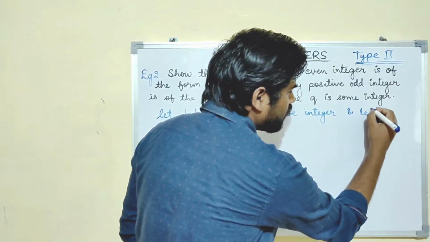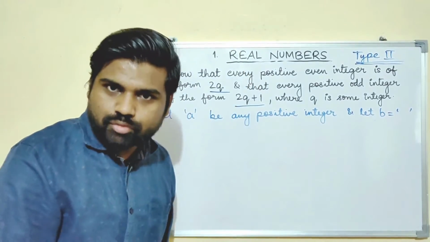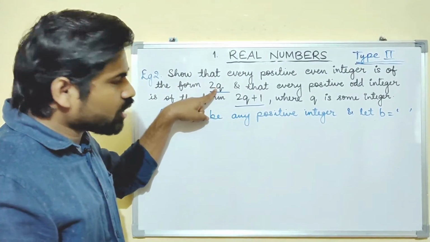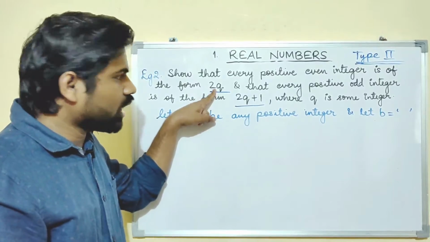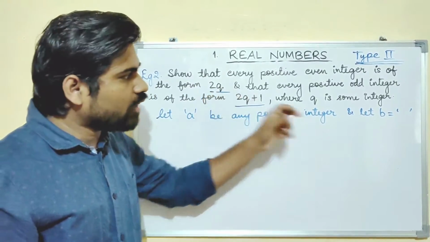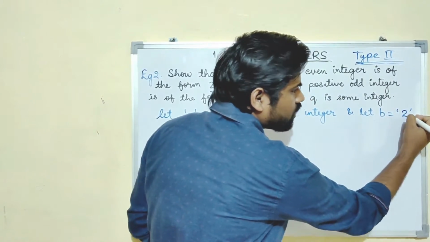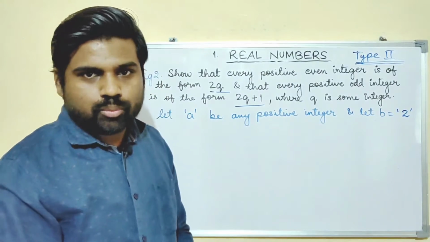And let b equal to, for this I have a trick for you. Consider the coefficient of q in any question. Okay, consider the coefficient of q, that will be the value of your b. Okay, so in this question it will be your 2.